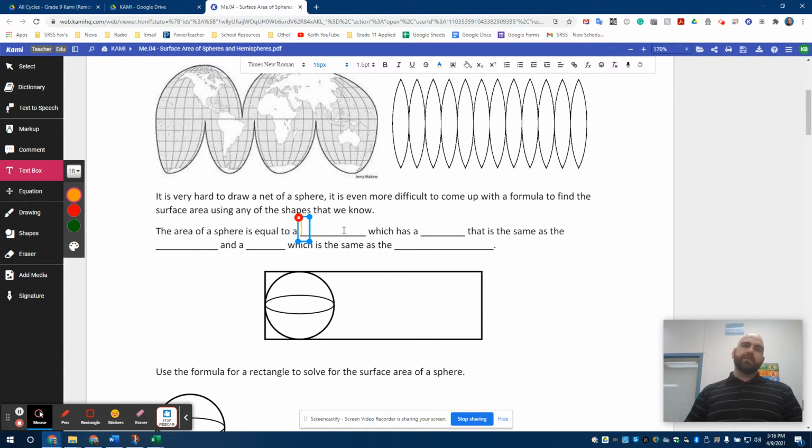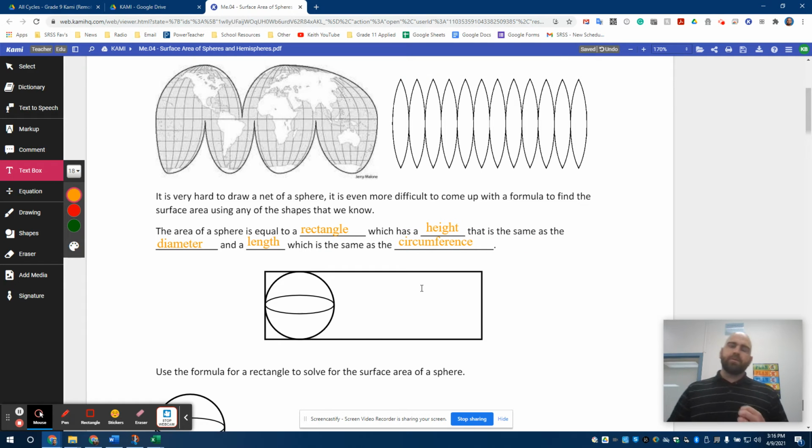So the area of a sphere is going to be equal to the area of a rectangle, which has a height, right, that is the same as the diameter, and a length, which is the same as the circumference.